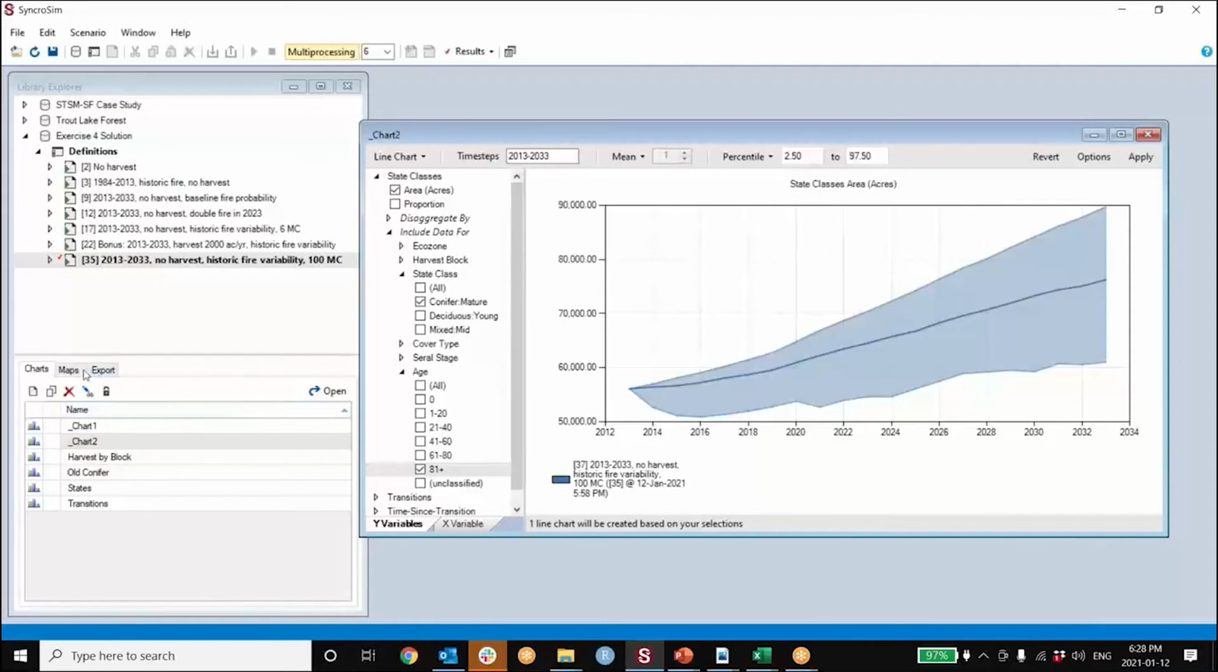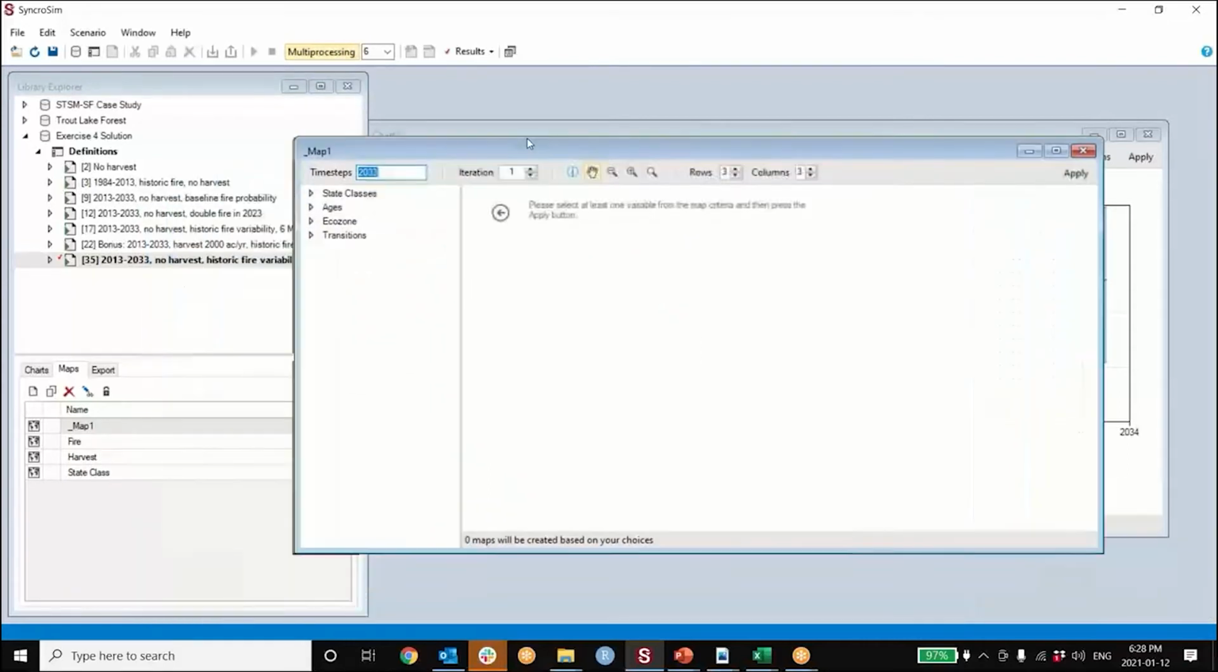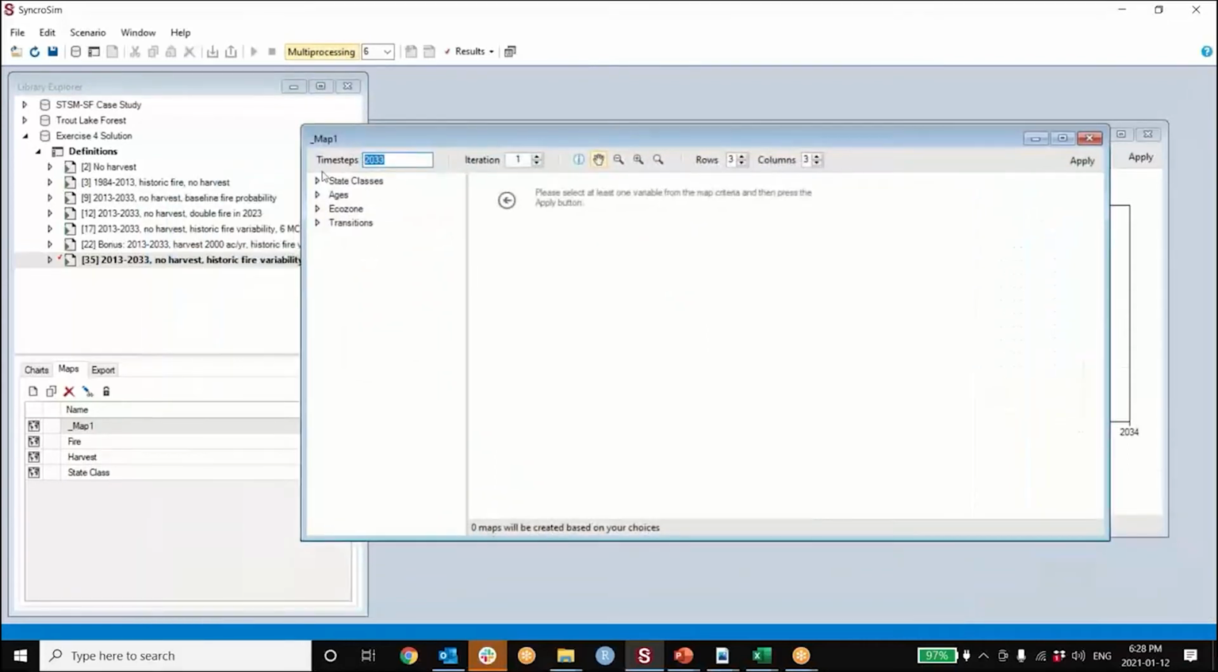Last thing was it just asked you to look at the spatial pattern of projected fire. So let's take a quick look at the maps. So again, we could create a map from scratch if we wanted. And we could look at 2014, I think, to 2033. And we could look at just fire here for one of the iterations anyway.